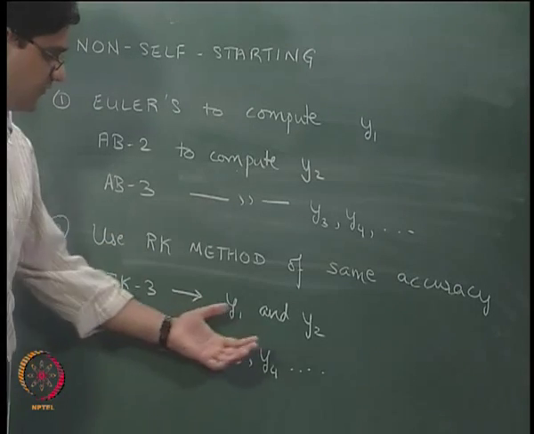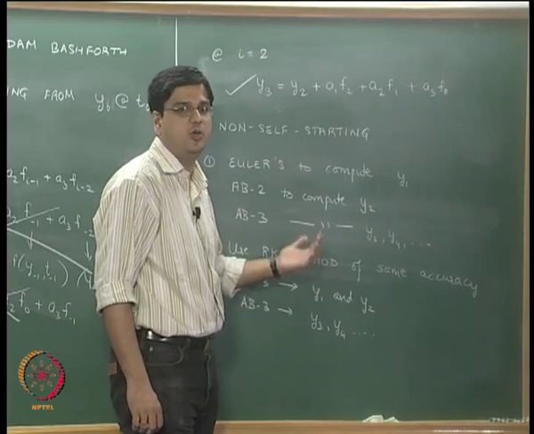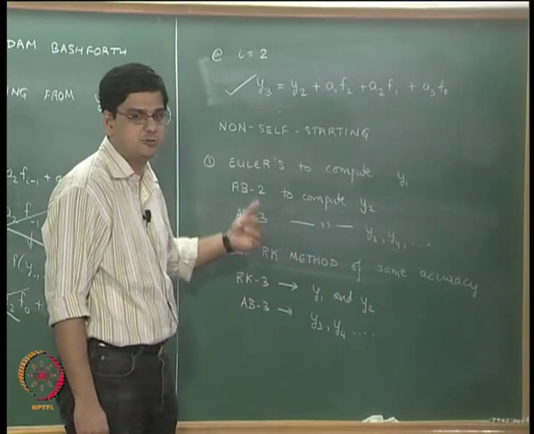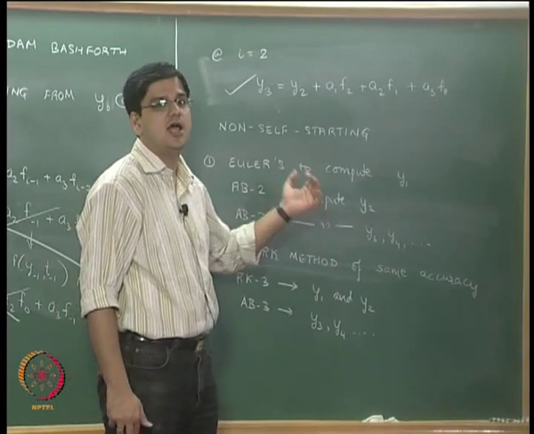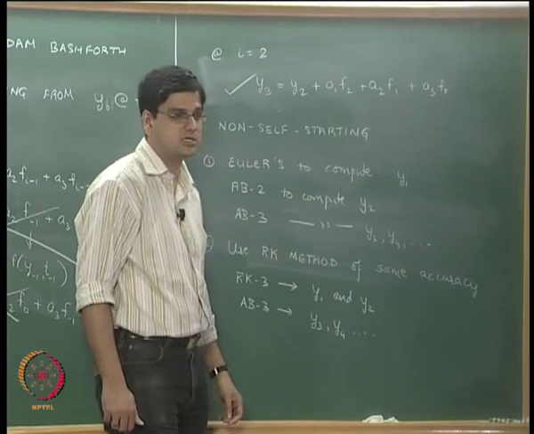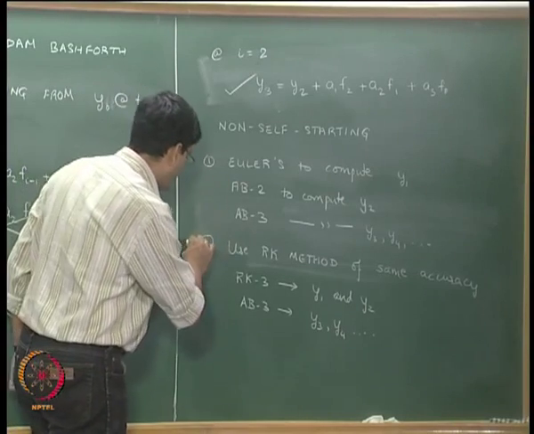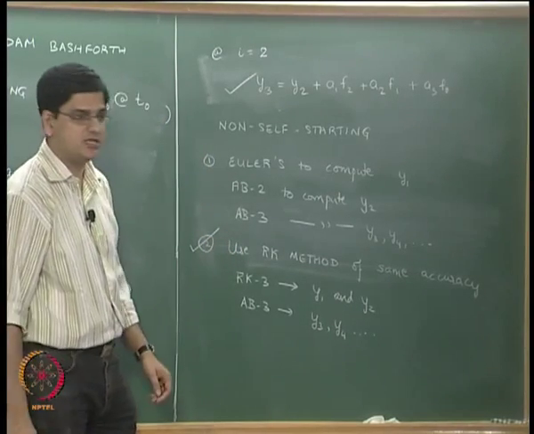So this is one of the issues that the multi-step methods face. It is not just an issue with Adam-Bashforth method, it is an issue with all three methods, Adam-Bashforth's, Adam-Moulton's and the backward difference formula method, and these are the ways to handle them. Of these two ways, this is typically the preferred way.